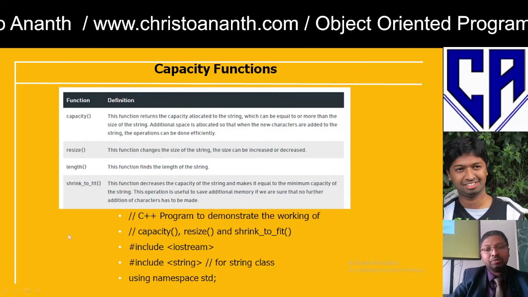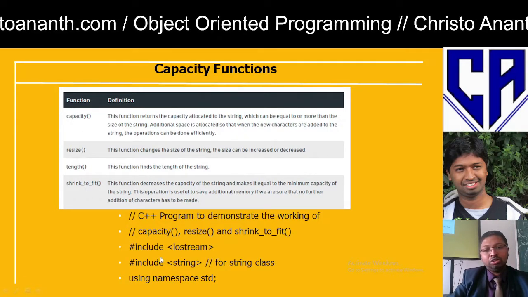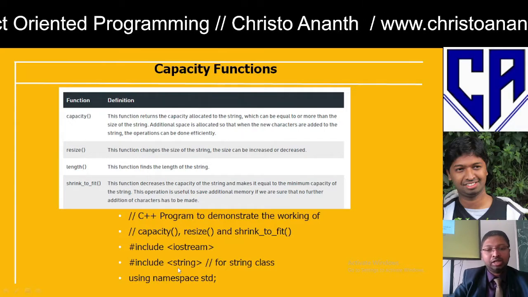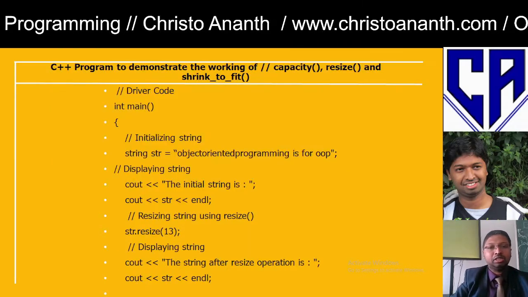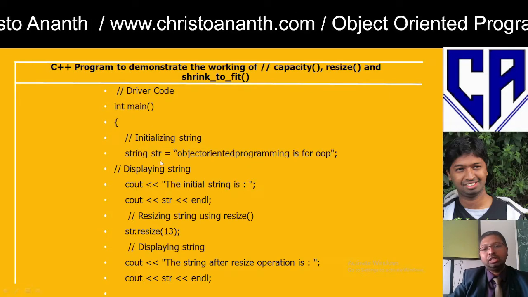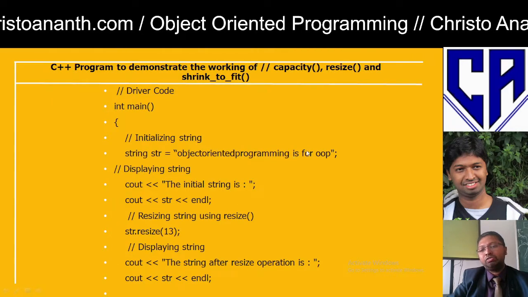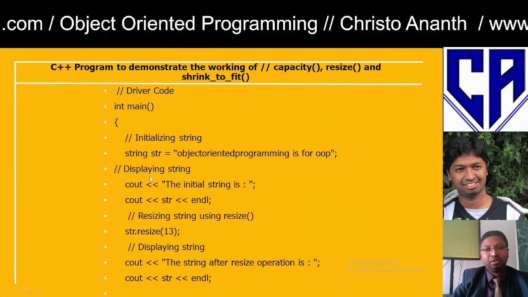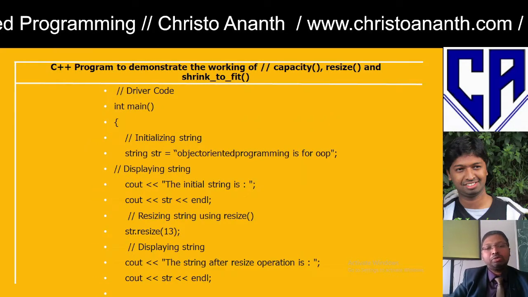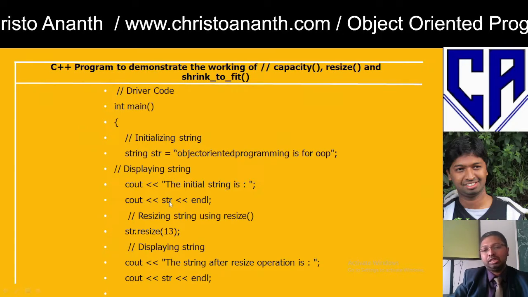So this is demonstrating the work of capacity, resize, length, and shrink_to_fit. You have #include iostream, #include string just for the string class, using namespace std, and then you have the driver code. In main function you initialize the string: string str is equal to object oriented programming, OOP. You display the string: cout, the initial string is, and you print the string str.